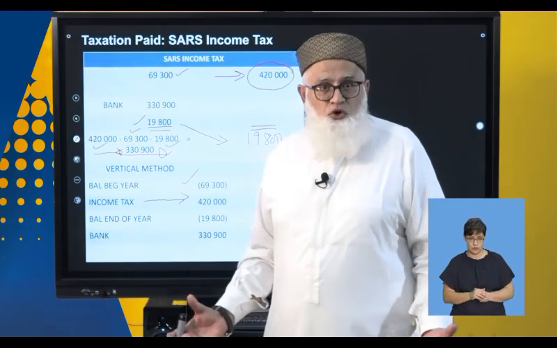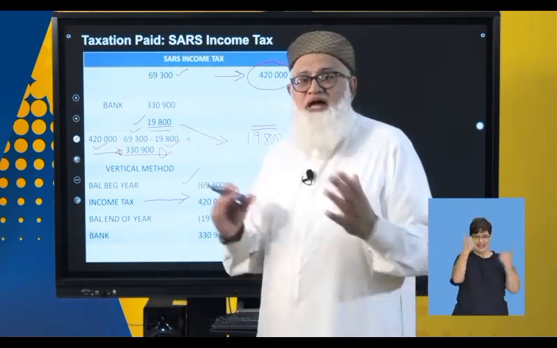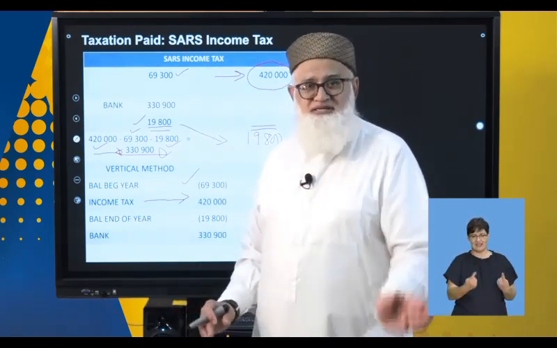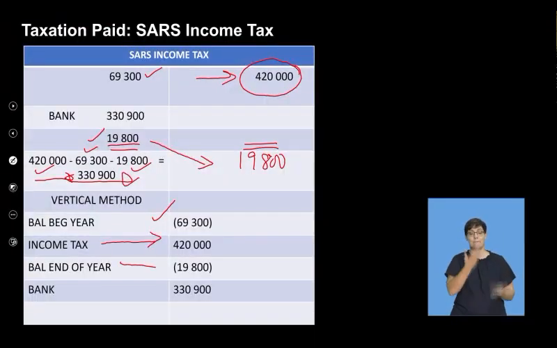The choice is yours. My preferred method is the T account, because you can't go wrong, because you know your accounting principles, right? Then you get your balance at the end of the year, which is 19,800, okay? And therefore, your bank figure amounts to 330,900.